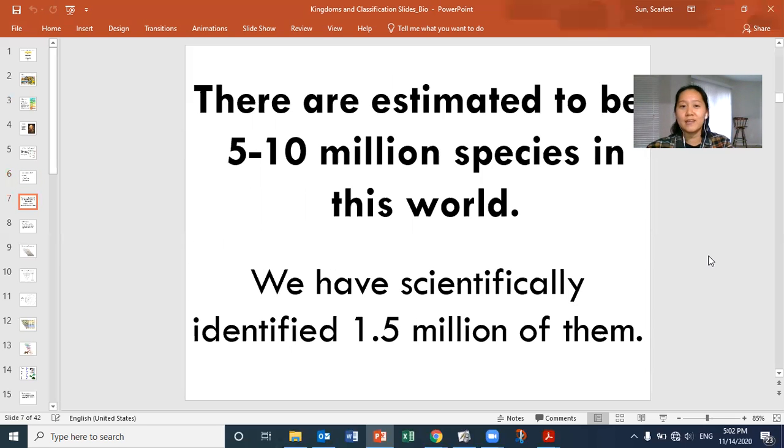And the cool part is that there are about 5 to 10 million species estimated to exist in the world, right? Humans have not discovered everything yet. And that's pretty crazy because, first of all, there are older species we haven't ever discovered. And then there are new ones that are constantly evolving into brand new species that we are trying to capture all the time. Scientifically, we've only identified about 1.5 million of them. So that's less than 30% of the 5 to 10 million that could exist right now.